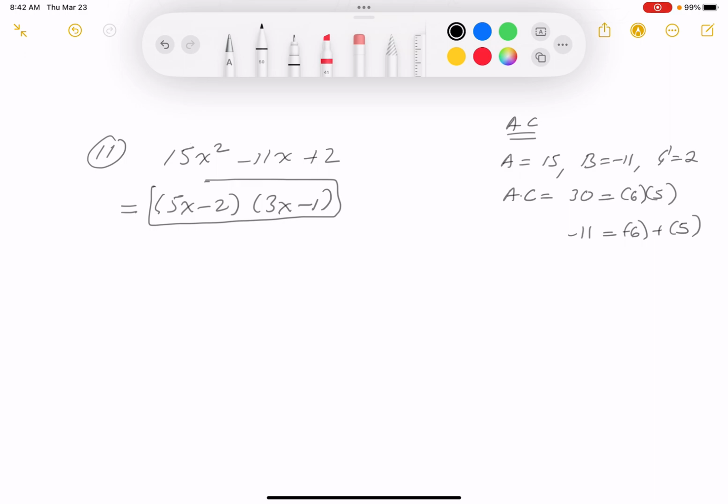Minus, minus. All right? Then what I do, I break the polynomial into 4 terms now by taking that middle guy, which is minus 11, and writing down either minus 6x minus 5x plus 2, or if you prefer, 15x squared minus 5x minus 6x plus 2. Both of these are the same as 15x squared minus 11x plus 2.